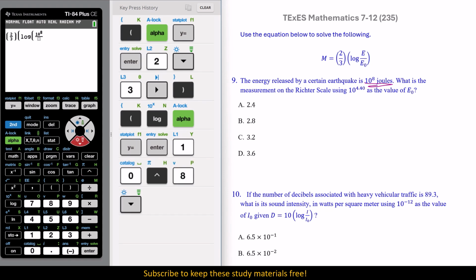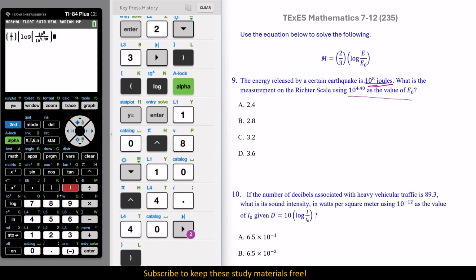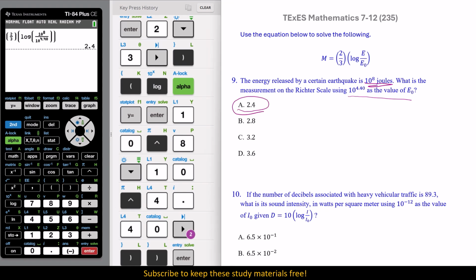Now arrow down. Now our E naught is given as 10, caret up 4.4. And yes, I'm going to enter the 0 just for accuracy. Arrow all the way over, parentheses, and I do that because I like being thorough and as accurate as I can be. So now let's push enter, and 2.4 is precisely what we need, okay?